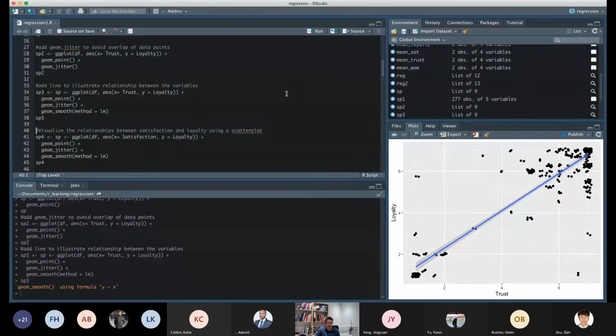Okay? Good. Any questions so far? I think you are familiar with ggplot. I'm sure you used it in other modules as well. Any questions so far?